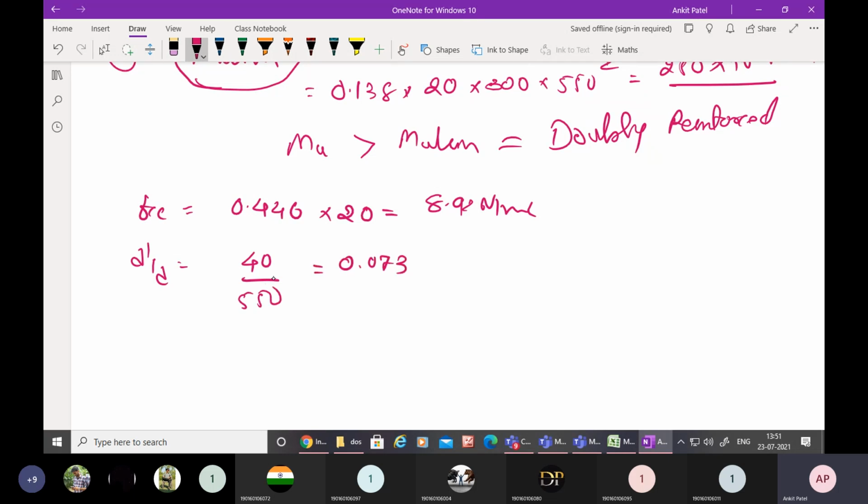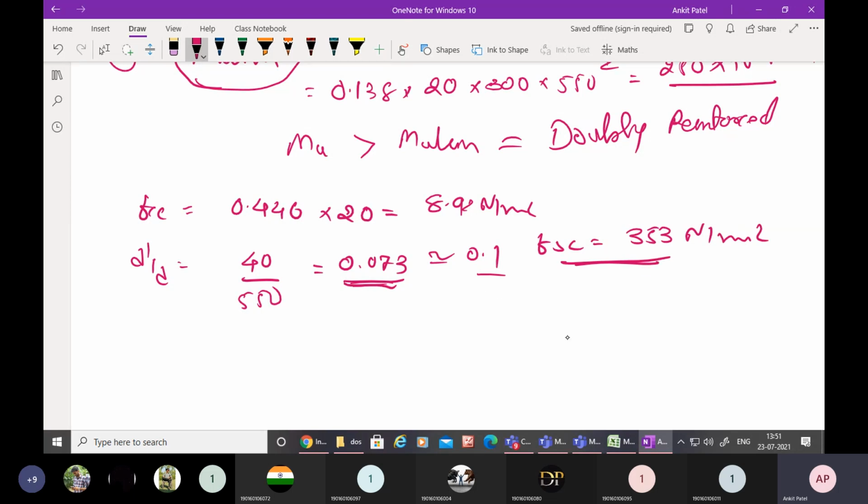Now what you can take it as approximately 0.1, but please make an interpolation between these two. Here, make interpolation between these two. Later on I am going to tell you how to make interpolation between these two, but right now I am going to take it as 0.1. So the value of FSC is equal to 353 Newton per mm square.